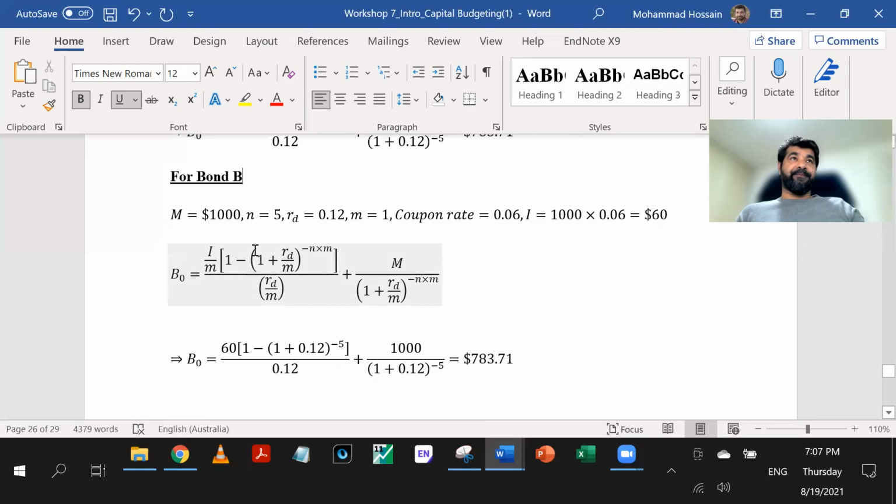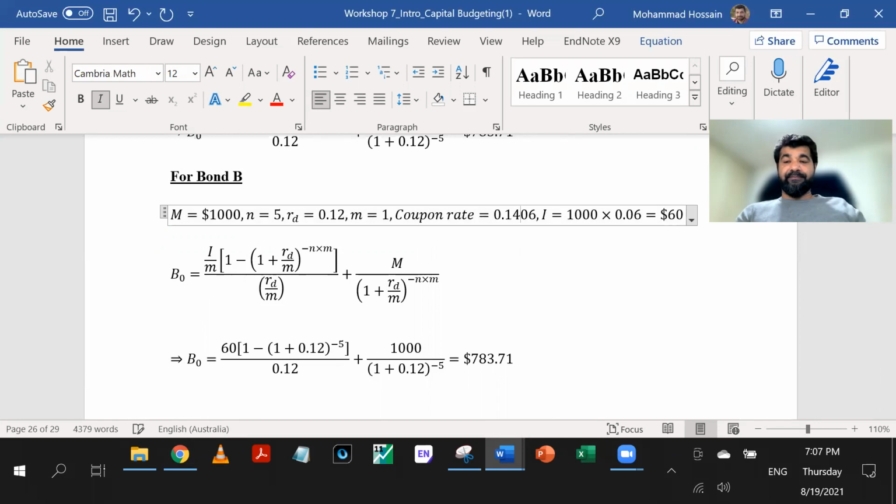For bond B, M is 1,000, N is 5. Coupon rate is 14%. RD is 14%.